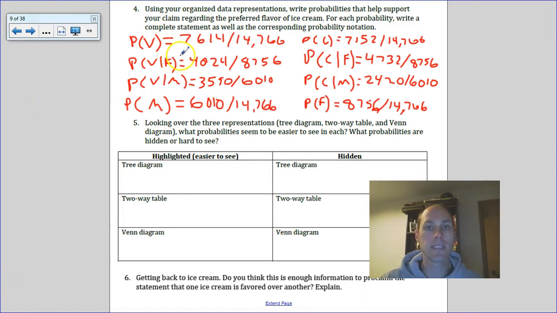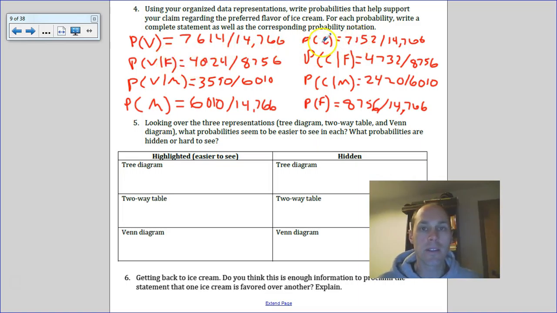So these are some of the probabilities I came up with. Probability of someone choosing vanilla was 7,614 out of 14,766. These are all listed as fractions. I could have listed them as percentages as well, or simplified fractions, or even decimals.